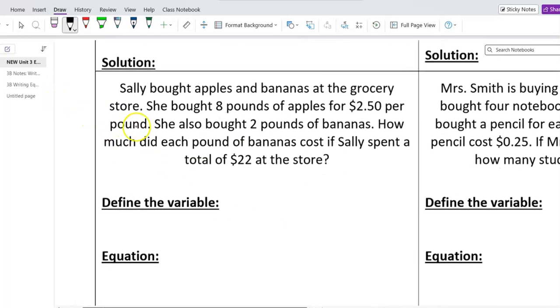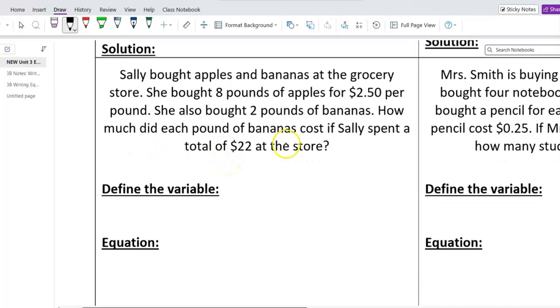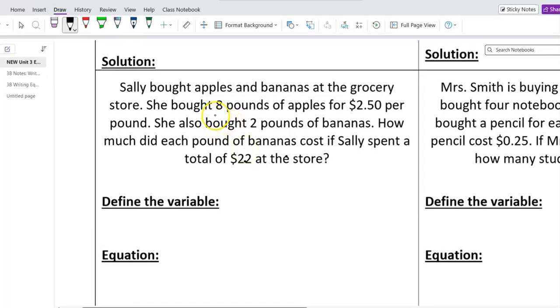Sally bought apples and bananas at the grocery store. She bought 8 pounds of apples for $2.50 per pound. She also bought 2 pounds of bananas. How much did each pound of banana cost if Sally spent $22 at the store? So a couple moving parts here. We're looking for how much did each pound of bananas cost. So we're looking for cost, which is going to be dollars. So D equals dollars here.